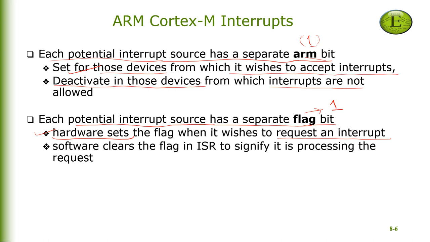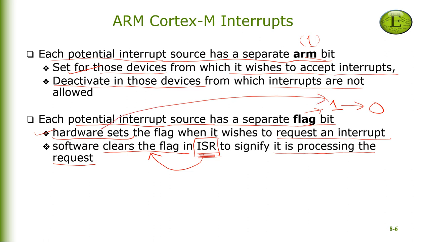Then comes the role of the programmer, who is responsible for clearing the flag bit in the interrupt service routine. So when the microprocessor execution is diverted to the interrupt service routine, as we saw in the previous slides, then inside the interrupt service routine, it is the job of the programmer to clear the flag. And that is an acknowledgement that the interrupt request has been processed. That's when we clear the flag bit. So the flag bit is set to 1 by the hardware, but it is cleared in software. That is when it is set equal to 0. And that's the job of the programmer. Remember that.